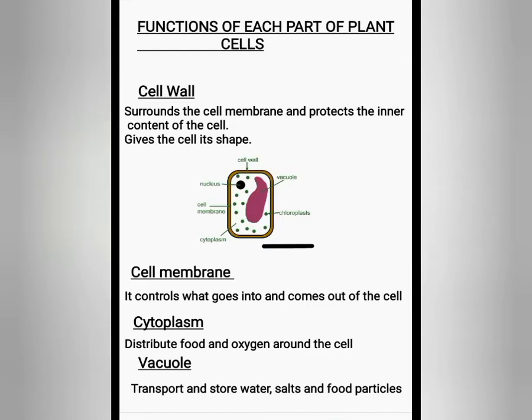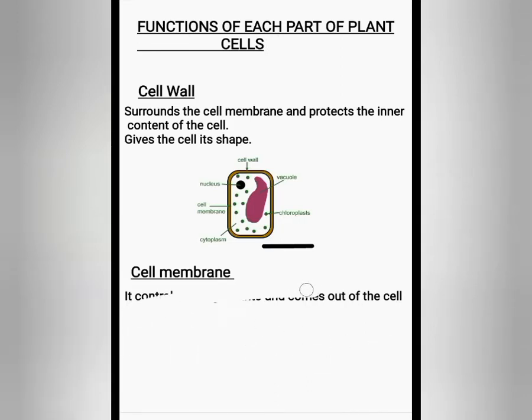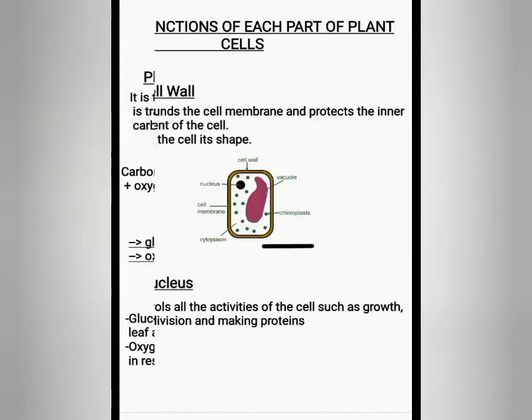That's the function of the cytoplasm, followed by the vacuole, and the vacuole transports and stores water, salts, and food particles. So we are left with the nucleus. We want to look at the function of the nucleus. The nucleus controls all the activities of the cell, such as growth, cell division, and making of proteins. That's the function of the nucleus.